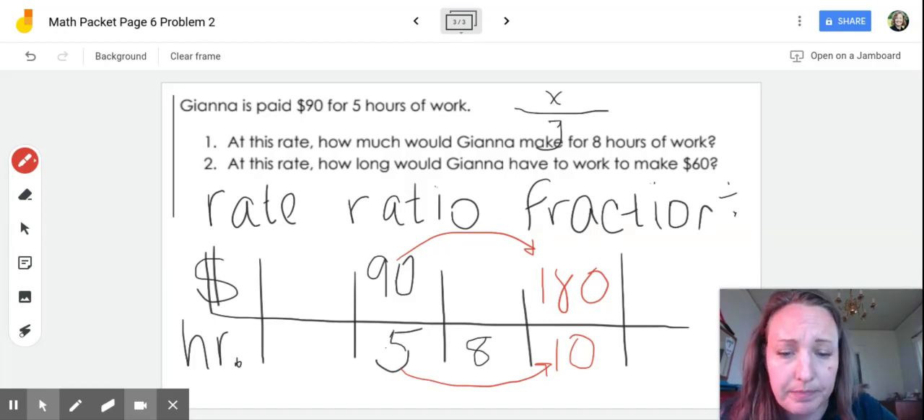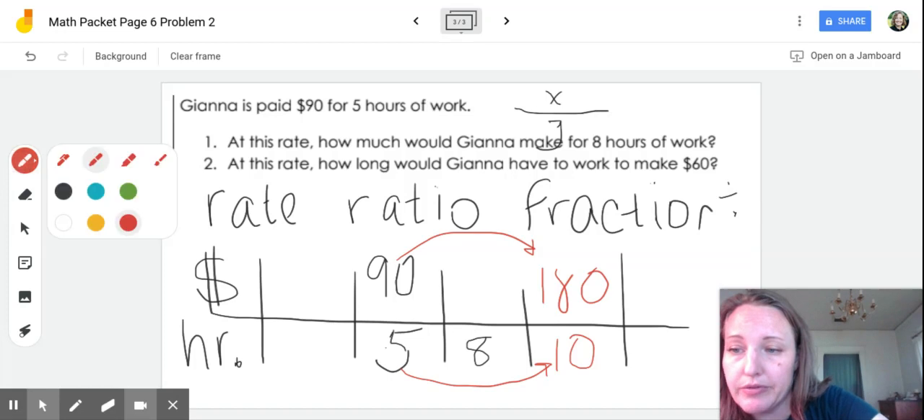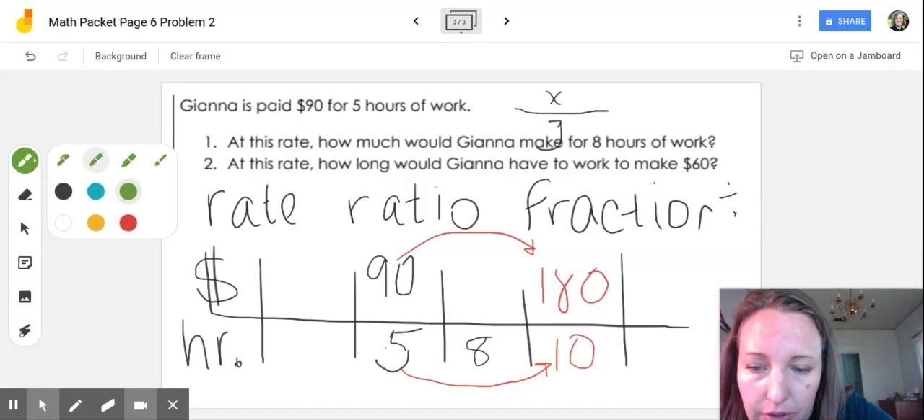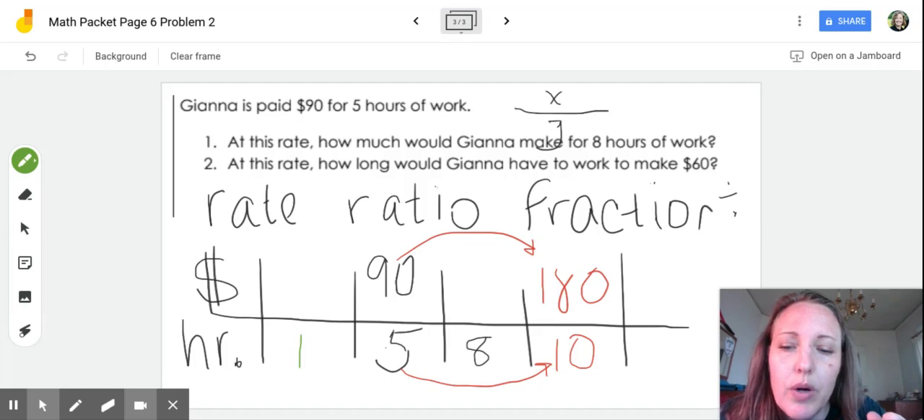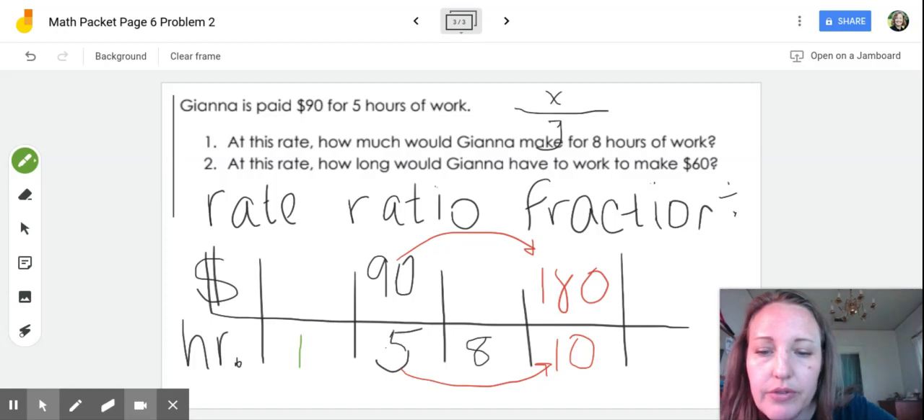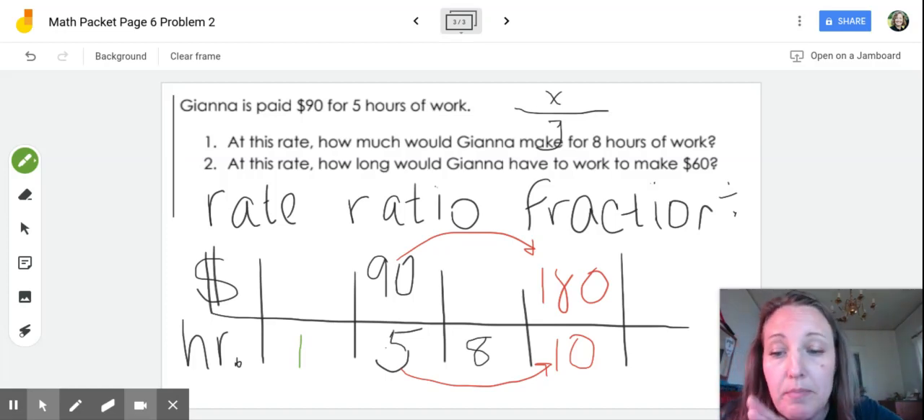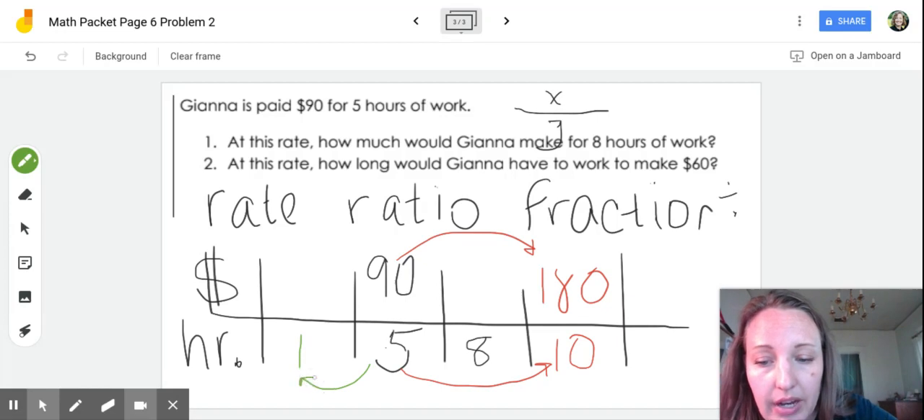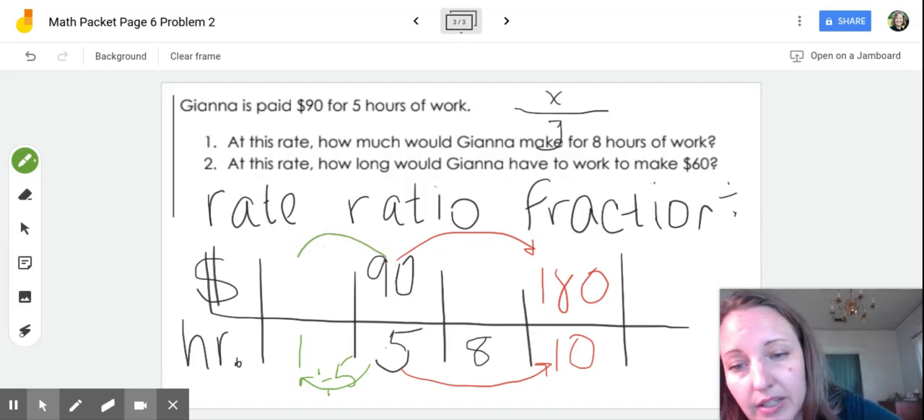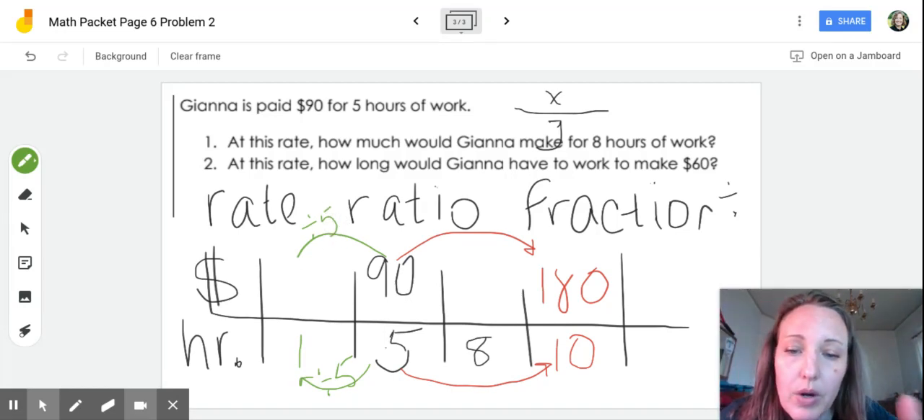So in this respect, a unit rate is super helpful. How much does Gianna make in 1 hour? How could I find that? Well, how do I go from 5 to 1? What do I multiply or divide by? Since I'm scaling down, I'm going to divide. 5 divided by 5 gives me 1. Well, I could do the same thing here. 90 divided by 5 can give me how much she makes in 1 hour.